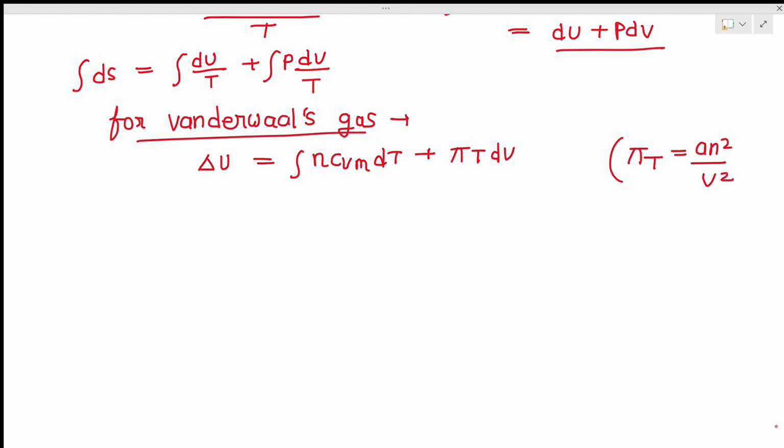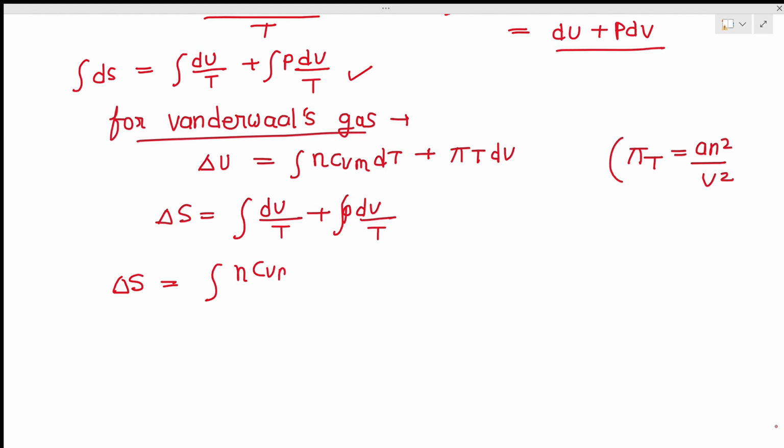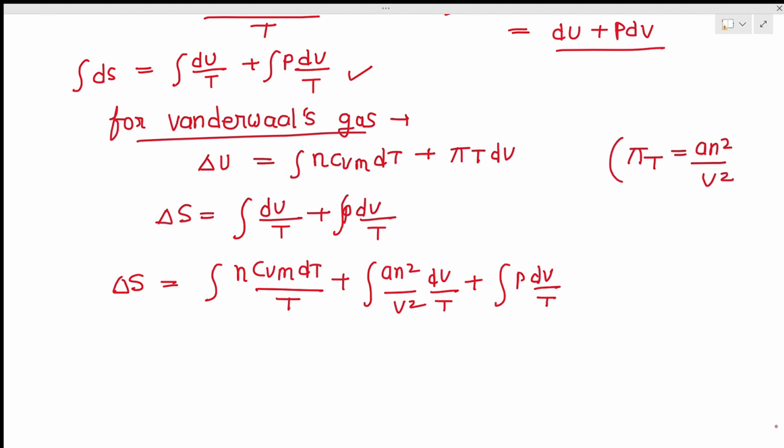So now delta S is equal to, we know, dU upon T. This equation we have to use, plus p dV upon T. Now we just have to put in the value of this delta U. So we get the integration of n Cvm dT by T plus the integration of a n square upon V square dV by T, plus the integration of p dV by T. So this will be the formula for the van der Waals gas, but generally you are not asked about the van der Waals gas, so I think you can skip this formula.